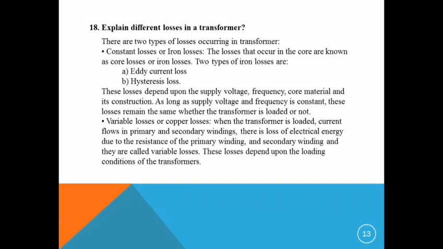Then variable losses or copper losses. When the transformer is loaded, current flows in primary and secondary windings. There is a loss of electrical energy due to resistance of the primary winding and secondary winding, and they are called variable losses. These losses depend upon loading conditions of the transformer.